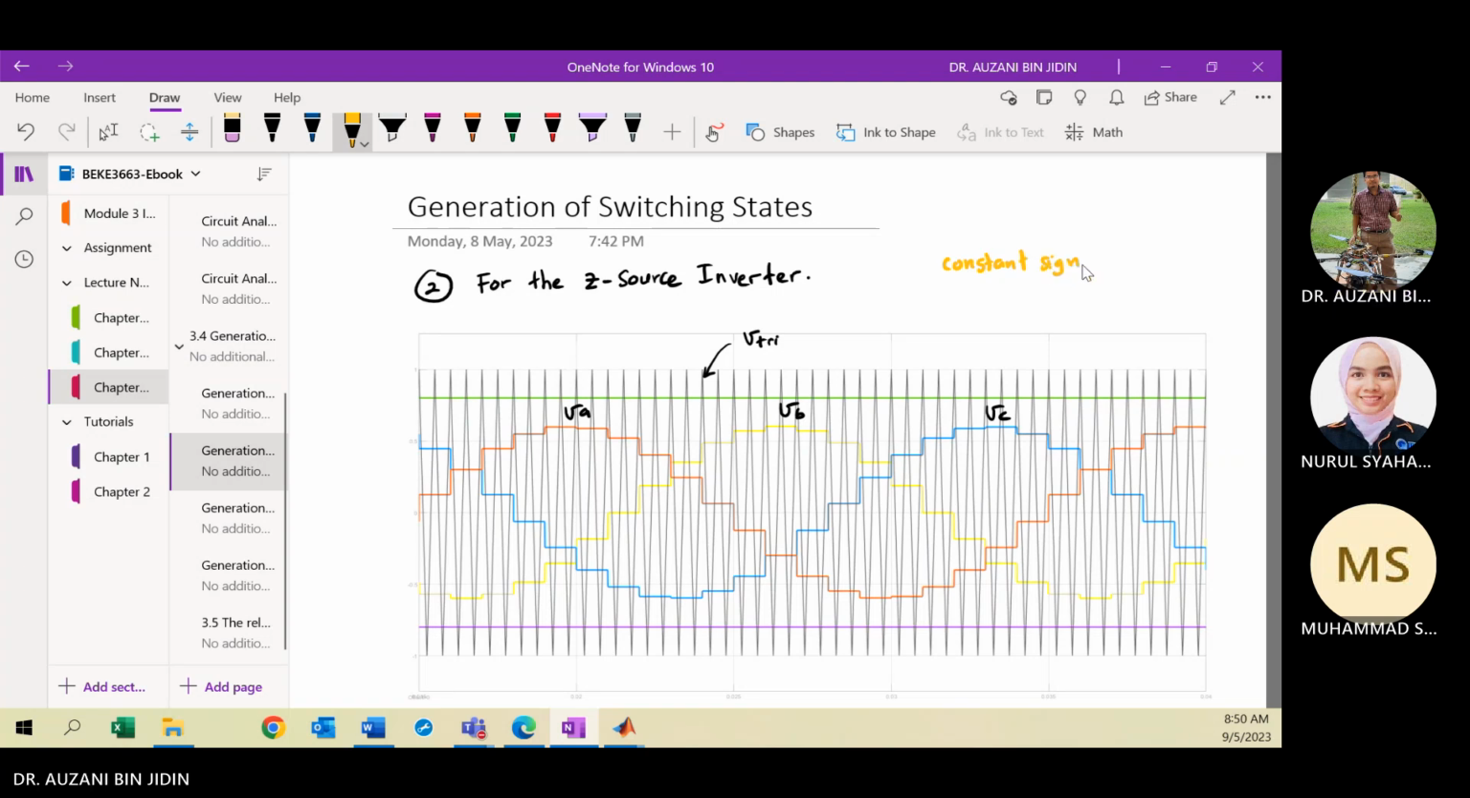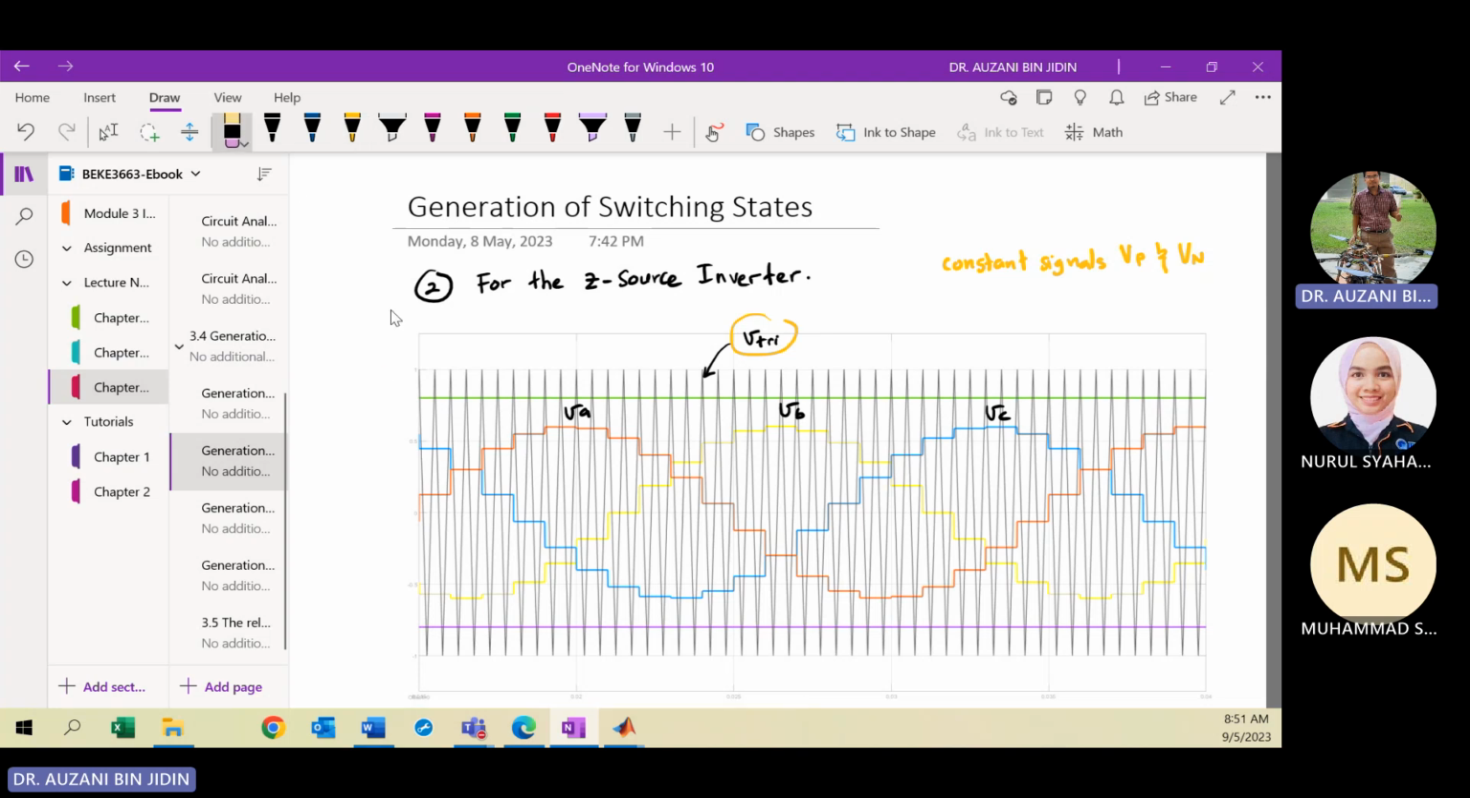Constant signals, where you have two, VP and VN. VP and VN have the same magnitude but different sign. And the magnitude of VP and VN cannot be larger than the peak of the triangular wave. So this is the peak of the triangular, in black color, where the peak value is 1.